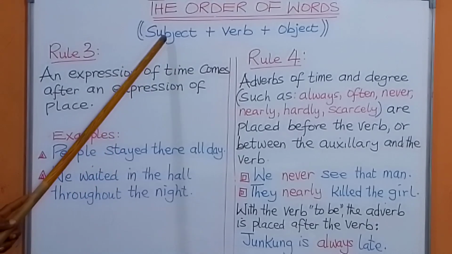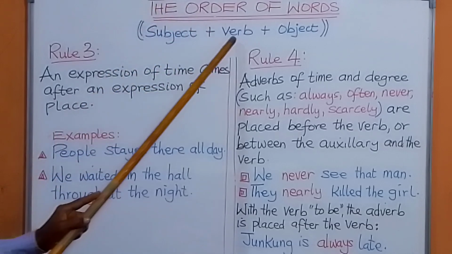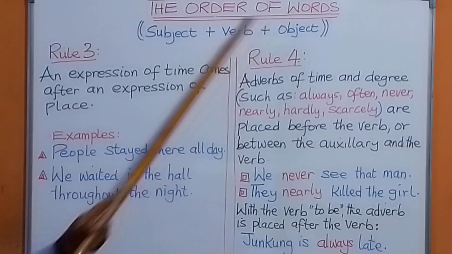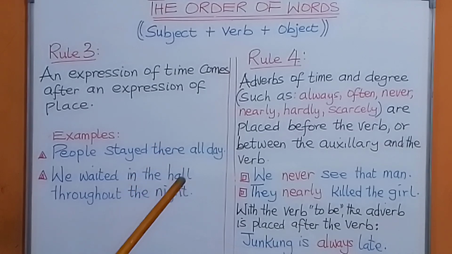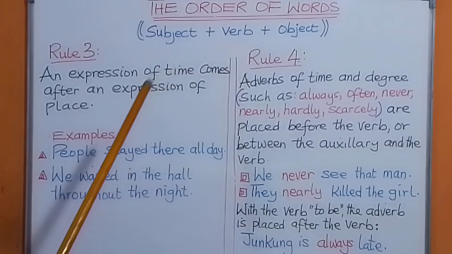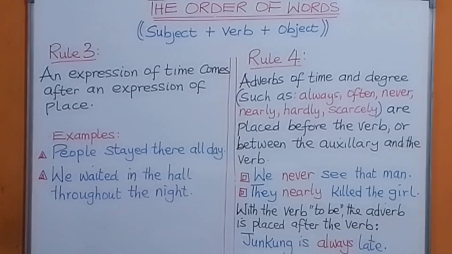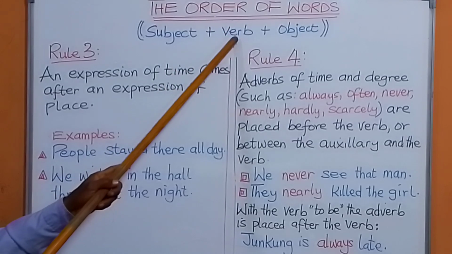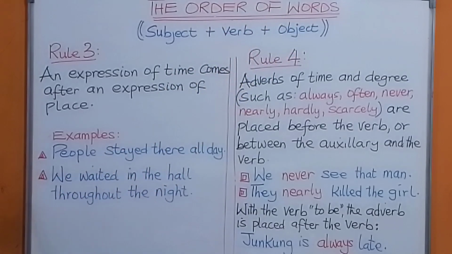We said the first one, you put the subject. After the subject, you have the verb, followed by the object. That is the sequence. That is the correct order of words. You put the subject, you put the verb and the object.